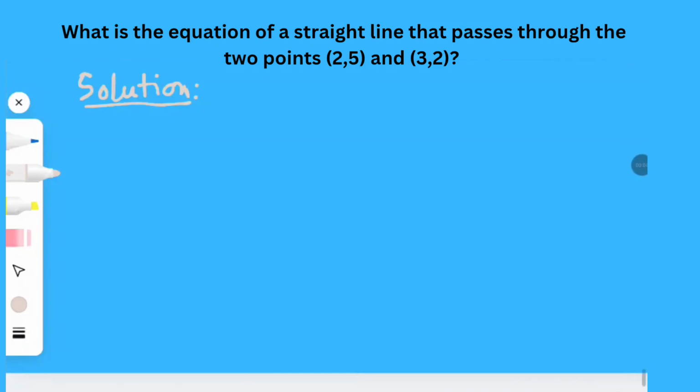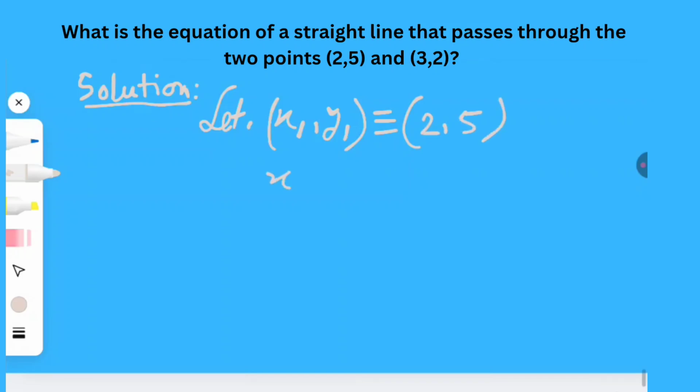To do this math, let (x1, y1) be equivalent to (2, 5) and (x2, y2) be equivalent to (3, 2).